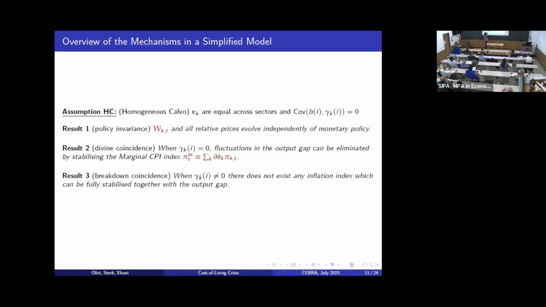When you don't have an endogenous markup, you have an inflation index that allows you to stabilize the output gap, and that's the marginal index. So the marginal index is kind of the divine coincidence index in that case. But when you have the endogenous markup, this wedge is irreducible. It's not possible to stabilize both the output gap and any of the inflation indices. Okay.